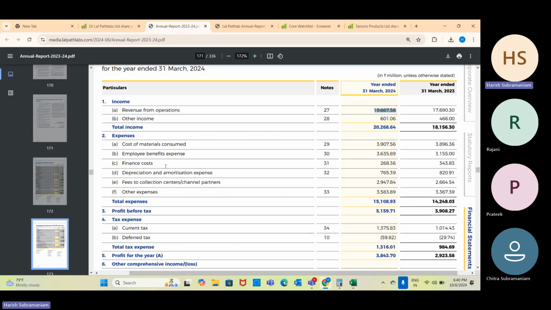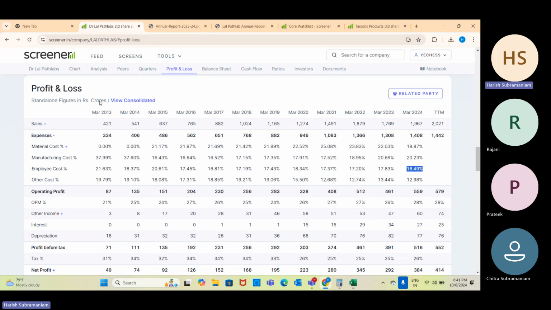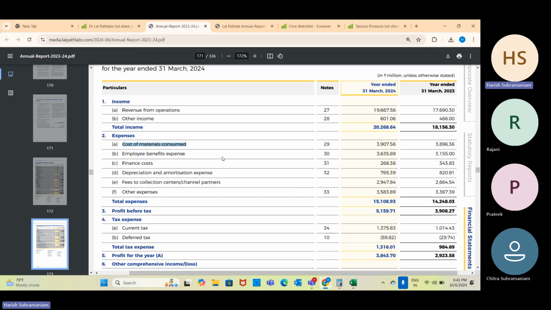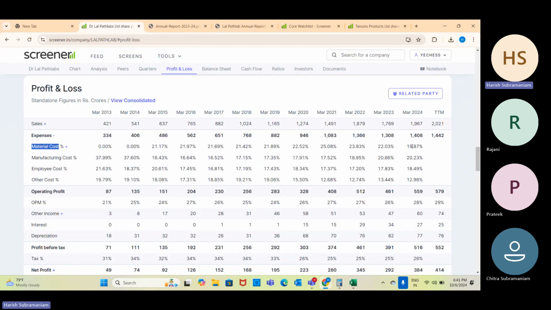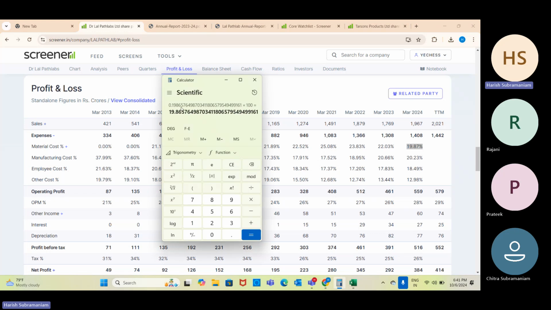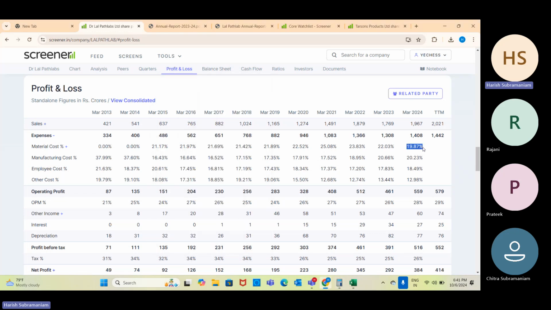In the same way, let's look at material cost, for example. This is the cost of material consumed. So we see here we have 3907 divided by 19,667, times 100. This is 19.86%. You see here it is the same, 19.8657, which becomes 19.87 when we round it off.